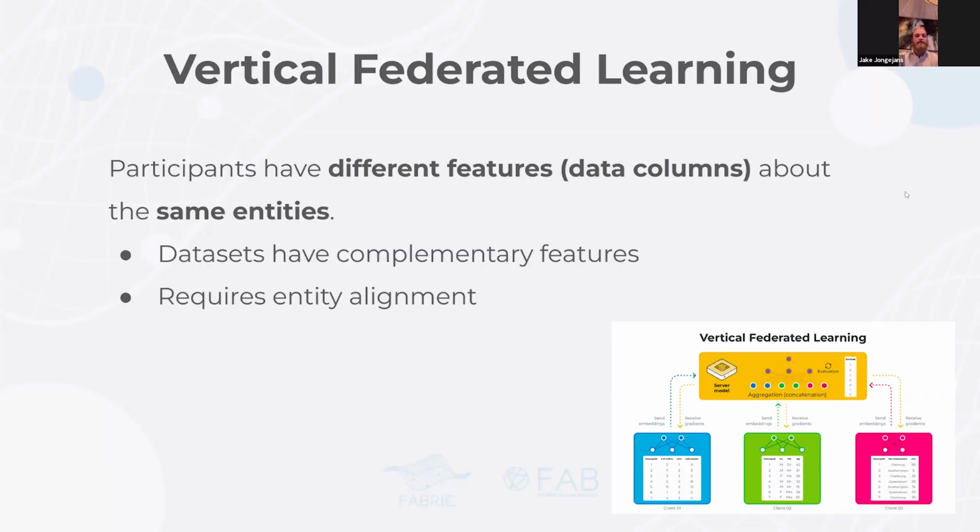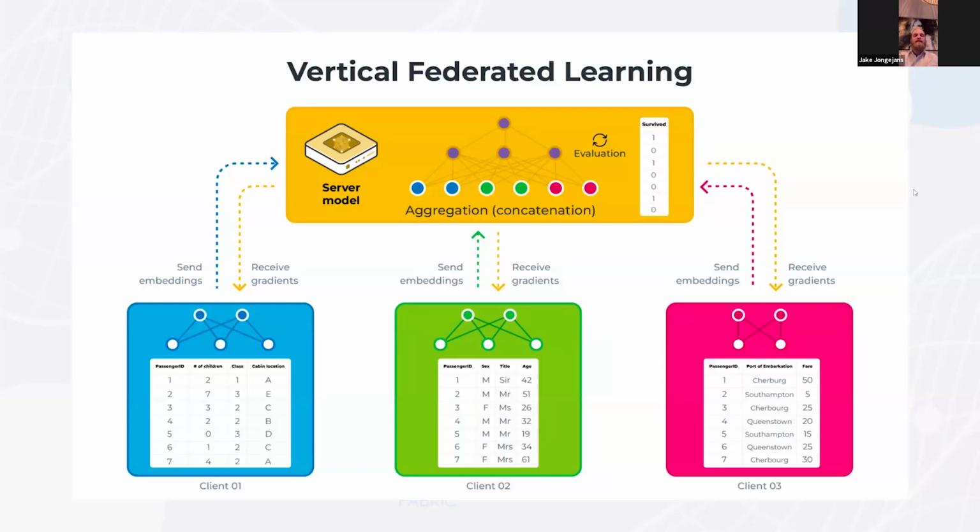When we look at the picture up close, we see that each of the companies has its own separate data columns, but in this case, passenger ID is the same. So we have a way to align all of these entities by the passenger ID, and then each of the clients trains its own model, which you can see above the data, and they give the embeddings of their model to the server. And then the server is able to train the global model based on these embeddings and send back the gradients that are needed to do gradient descent in each of the client models.